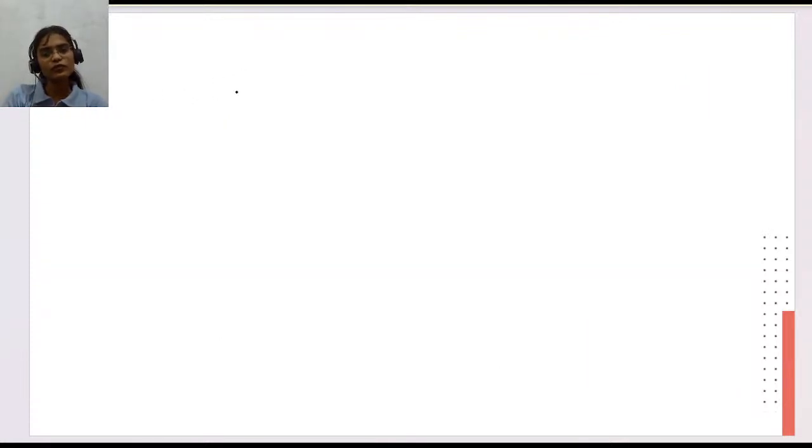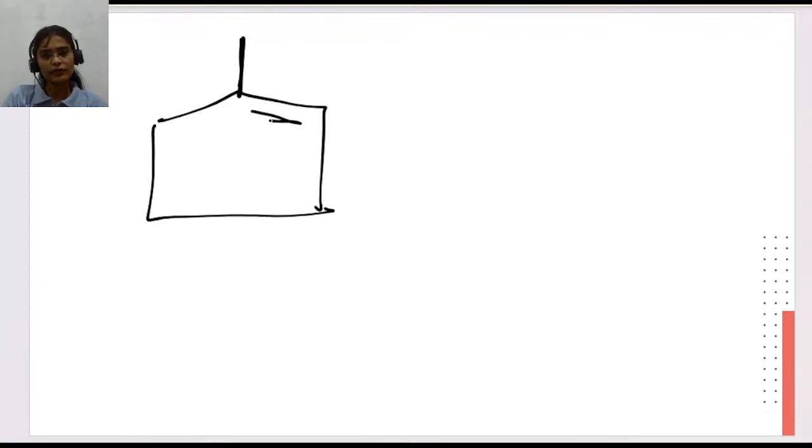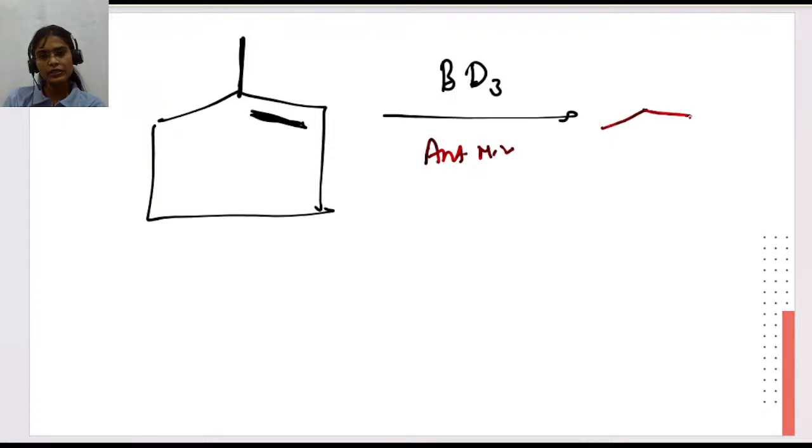Now the problem is in the question. What was the question in the previous class? In this question we are given BD3. Now we have to decide: we are going to follow the anti-Markovnikov addition. It means in this molecule, in place of BH we are having BD3, so you can say the D group is connected here.